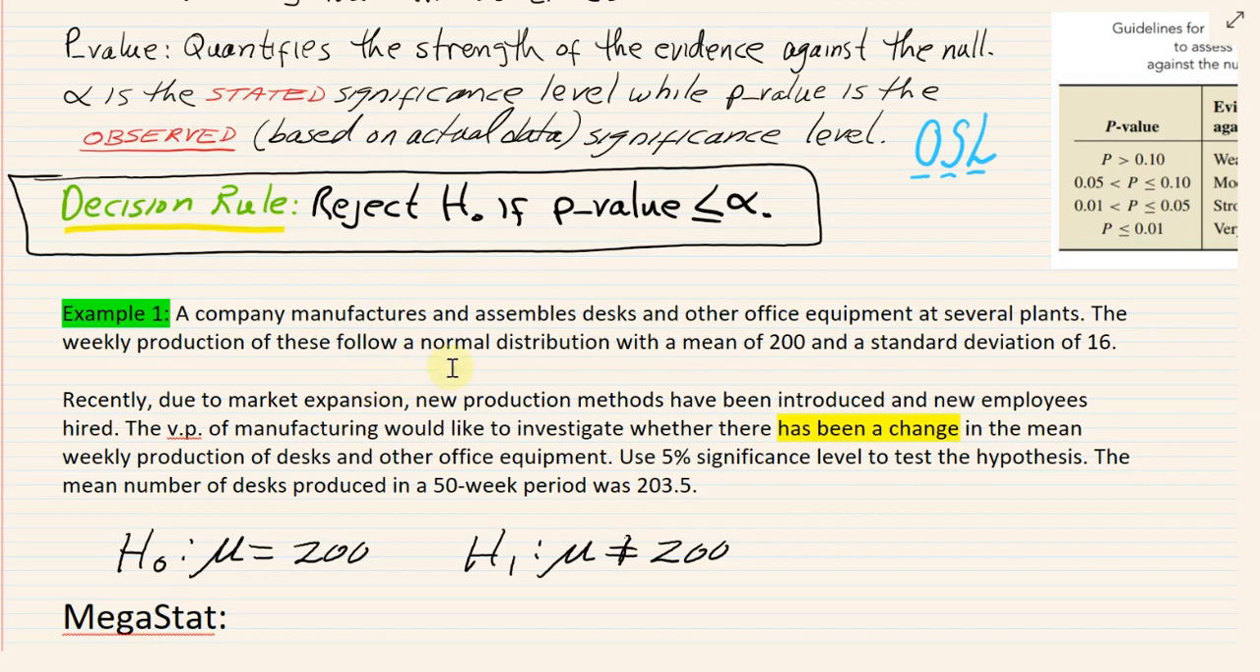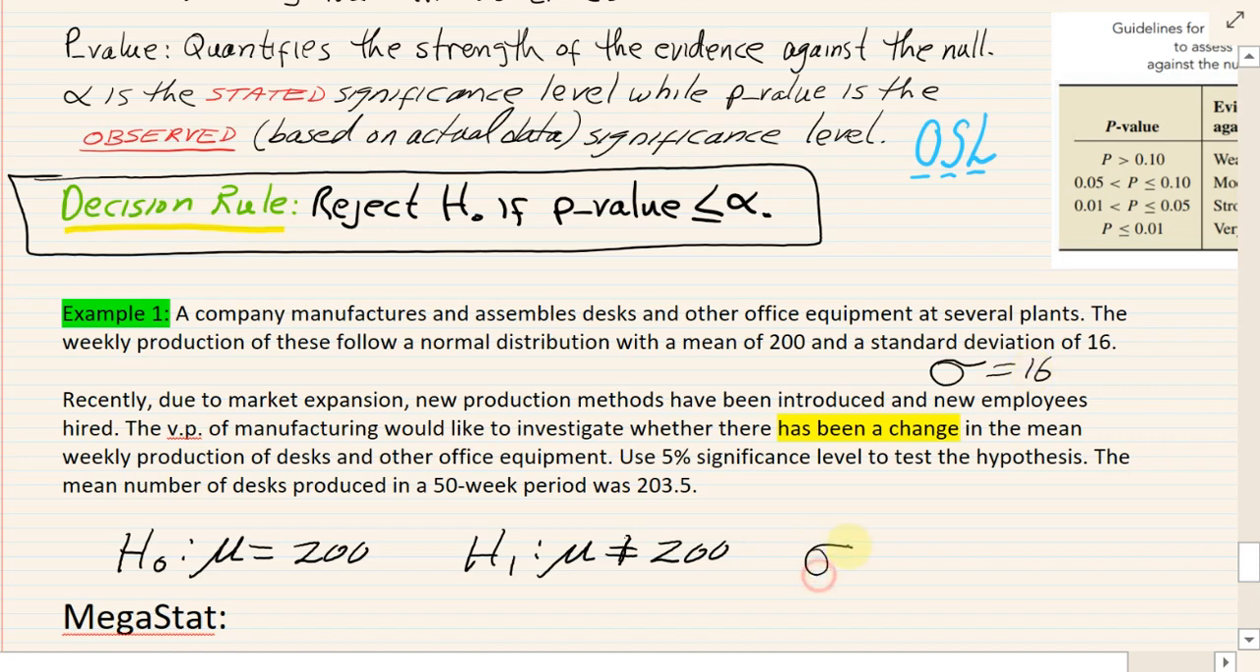A company manufactures and assembles desks and other office equipment at several plants. The weekly production of these follows a normal distribution with a mean of 200 and a standard deviation of 16. Notice here we are given sigma, right? Deviation, that's sigma. Let me actually activate my pen. There you go. See, sigma is 16. In this case, sigma is known. When we know sigma, we use a z-test. Keep that in mind, please.